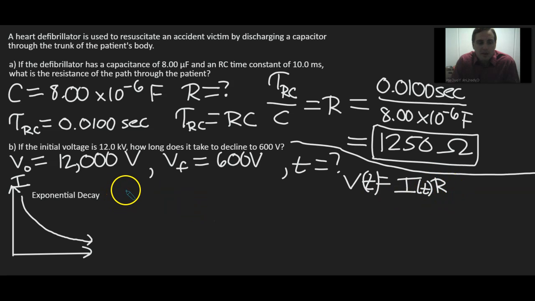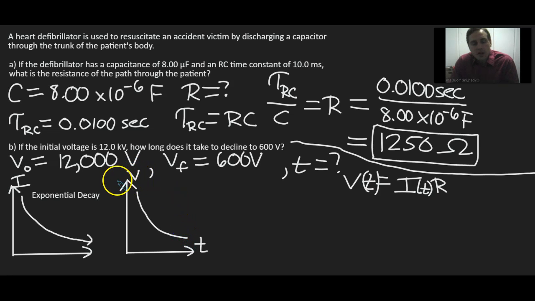So I think that if we wanted to plot V as a function of time, it would also be basically exponential decay.